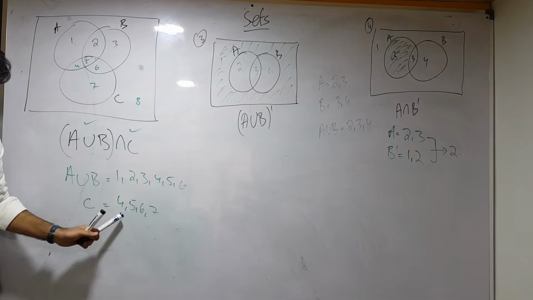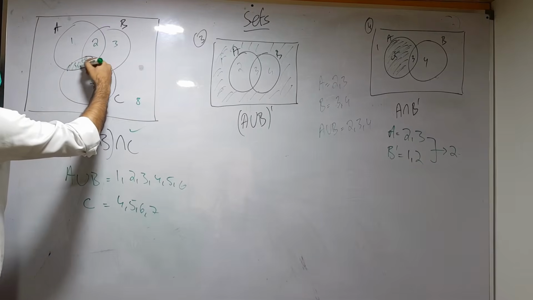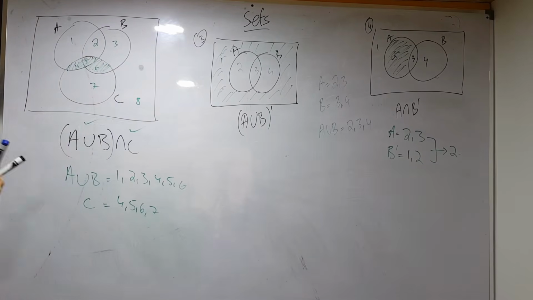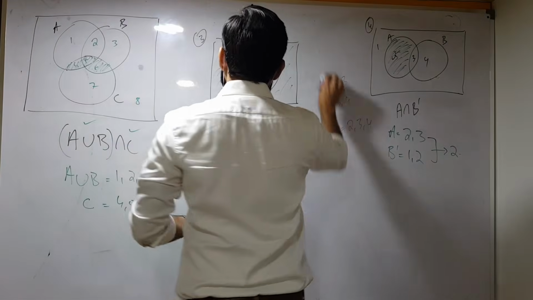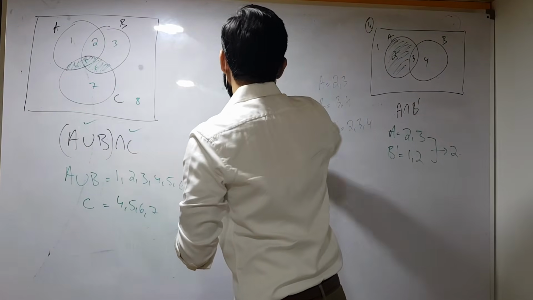So what's common in these two? We have 4, 5, 6. So what is the region that I'm going to shade? I'm going to shade 4, 5, and 6. Okay? So if you practice this method, like I said, it's just going to take you a minute extra, but guarantee se aapka answer hamesha sahi aayega.